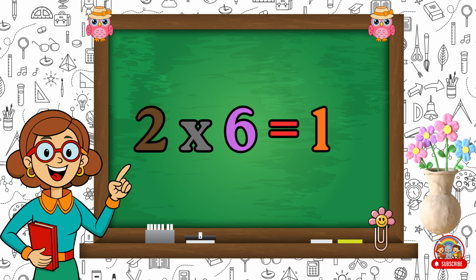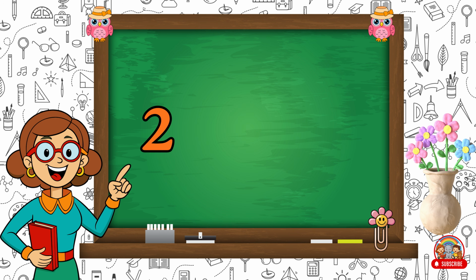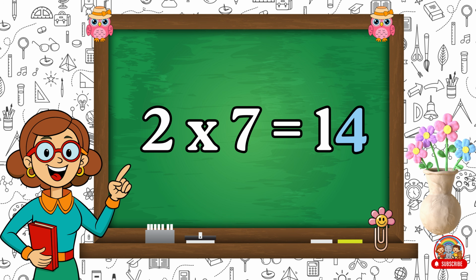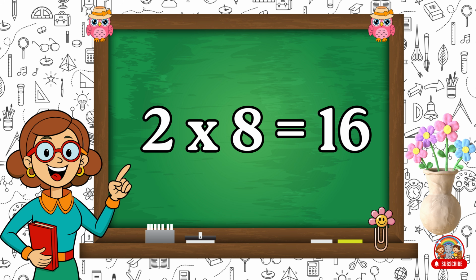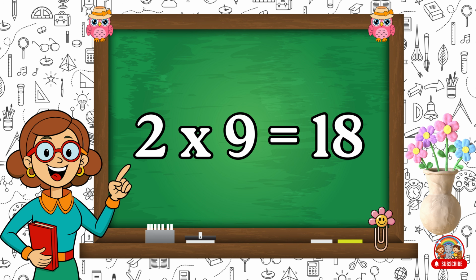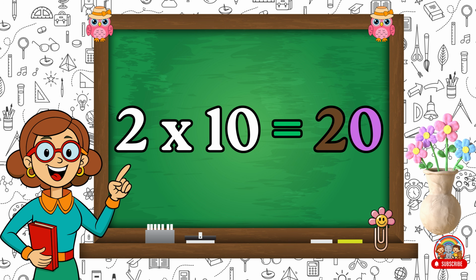2 sixes are 12. 2 sevens are 14. 2 eights are 16. 2 nines are 18. And last, 2 tens are 20.